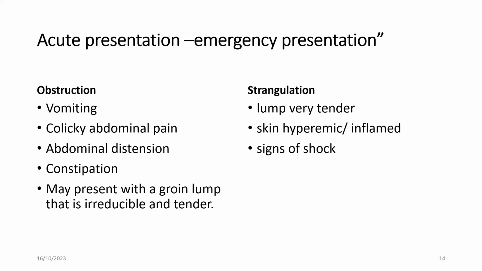And the groin lump is not always present. For the acute presentation, they usually present with symptoms of obstruction or strangulation, which could be vomiting, colicky abdominal pain, which is usually severe. Then there's abdominal distension, constipation, and they may present with a groin lump that is irreducible and tender. And with symptoms of strangulation, the lump is very tender, the skin around the area is hyperemic or inflamed, and then signs of shock, hemodynamic instability.